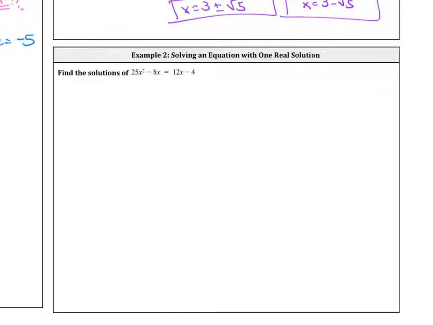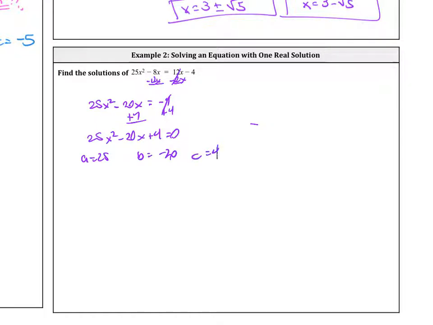So first we need to set it equal to 0. So let's subtract 12x from both sides. So that's 25x squared minus 80x minus 12x is negative 20x equals negative 4. Then let's add 4 to both sides. So 25x squared minus 20x plus 4 equals 0. So A is 25, B is negative 20, and C is positive 4.